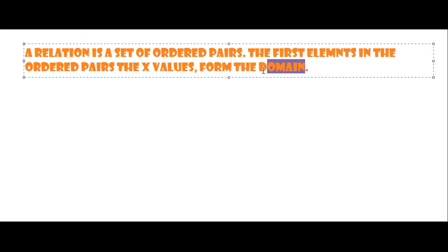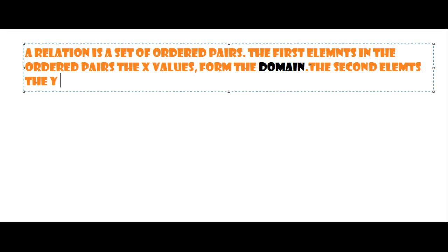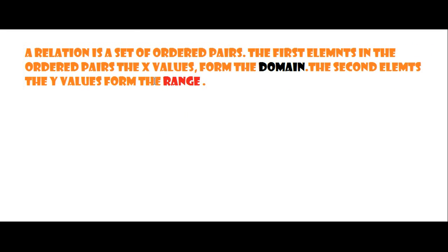The first values, that means the first x values, are known as domain from the ordered pairs, and the second elements, the y values, form the range. So what is range? The second values, that means the y values, are range, okay. So let us see a figure.